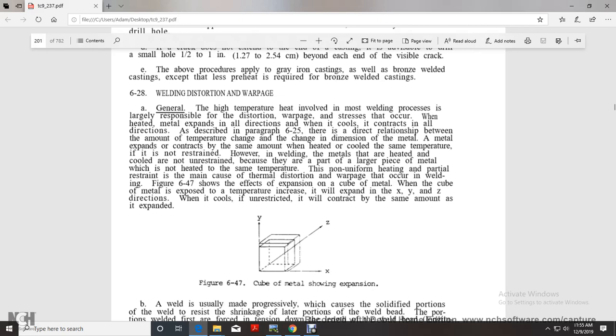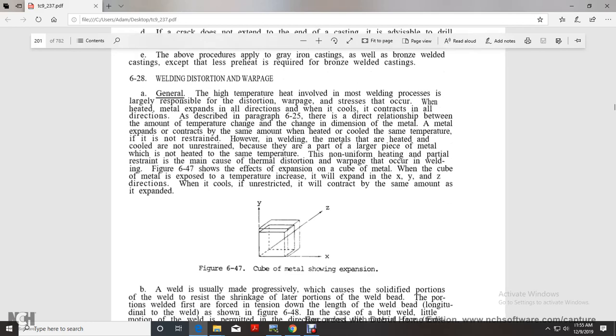In welding, the metal is preheated and cooled unrestrained only in part, because it is a large part of the piece of metal, which is partially restrained, and this is the main cause of thermal distortion and warpage of the weld. Figure 6-47 shows the effect of expansion of a cubic metal. The cube will expand in the X, Y, and Z directions when the temperature increases, and contract when it cools. If unrestrained, it will contract the same amount as it expanded.